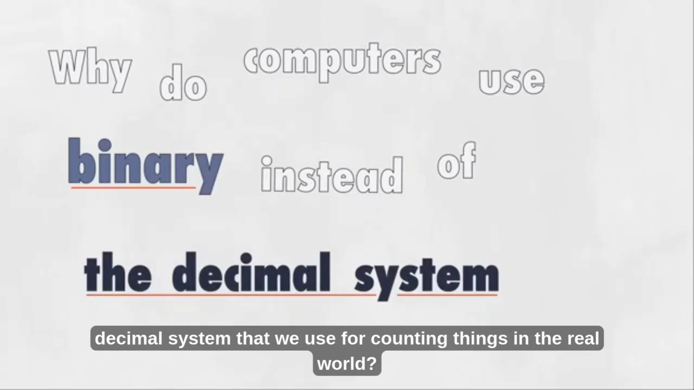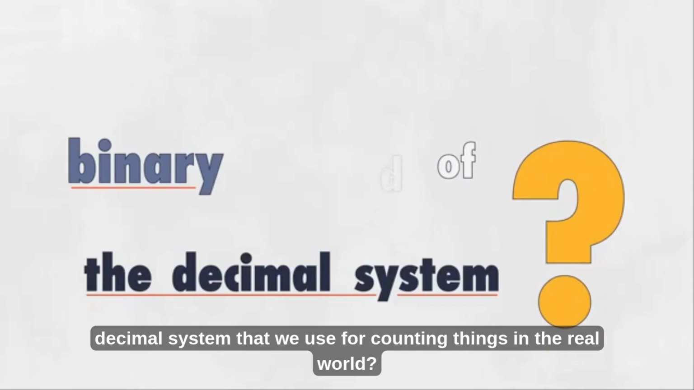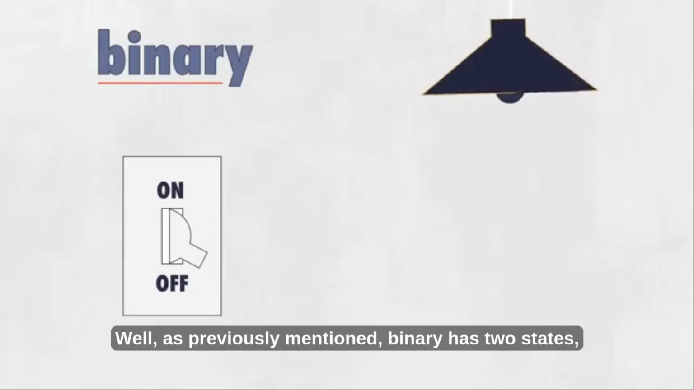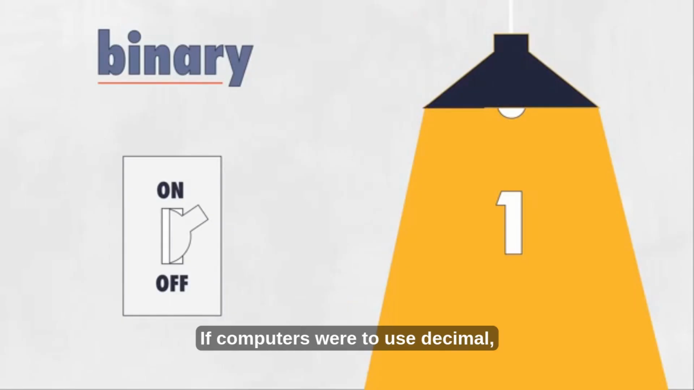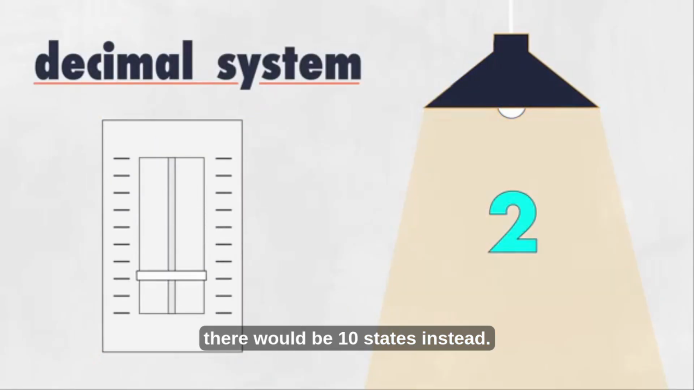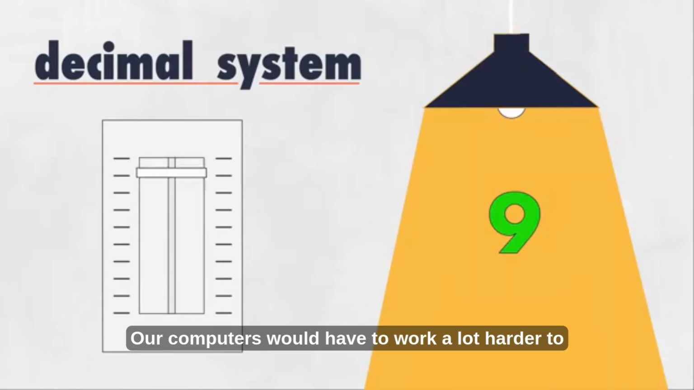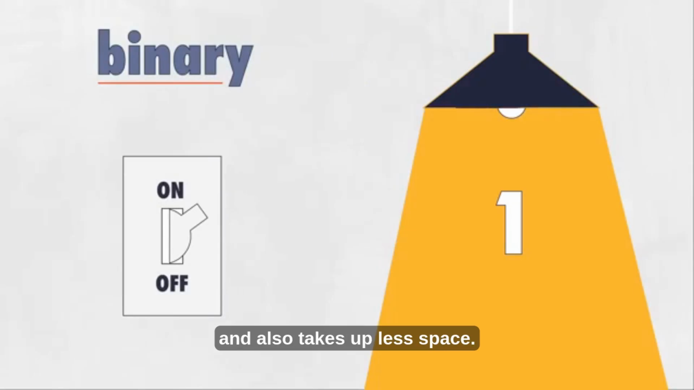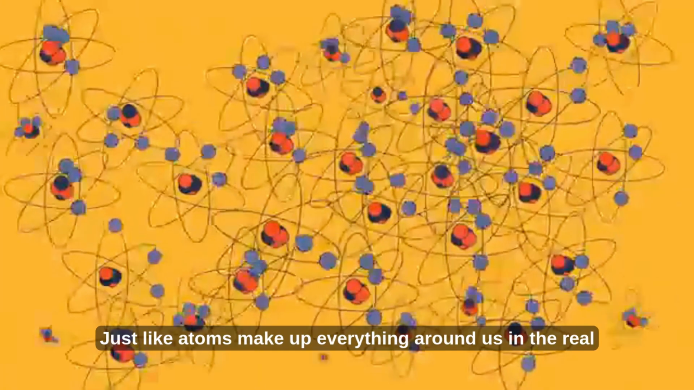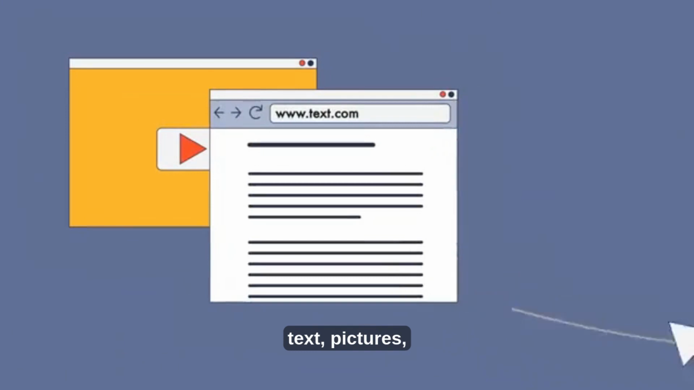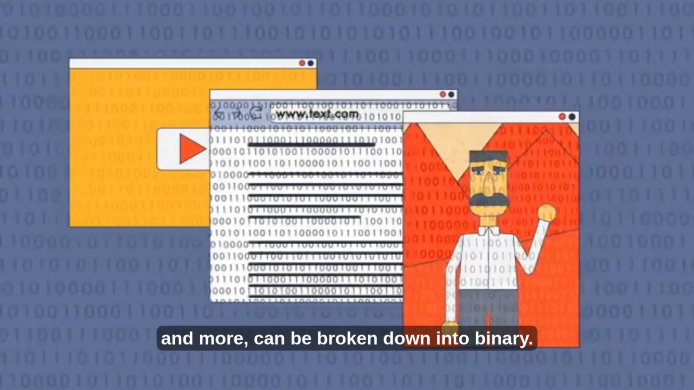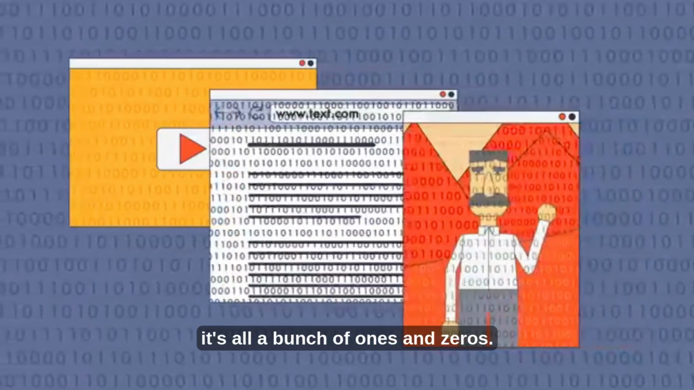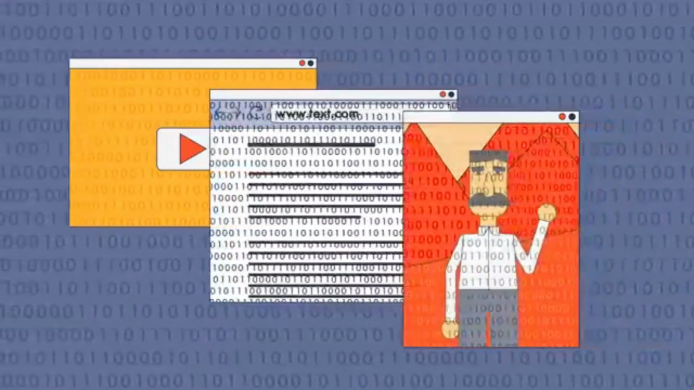You might be wondering, why do computers use binary instead of the decimal system that we use for counting things in the real world? Well, as previously mentioned, binary has 2 states, off and on. If computers were to use decimal, there would be 10 states instead. Our computers would have to work a lot harder to process all of these. Binary is easier for them to process and also takes up less space. Just like atoms make up everything around us in the real world, everything in the digital world, including video, text, pictures, and more, can be broken down into binary. And even though we can't see them, it's all a bunch of 1s and 0s.